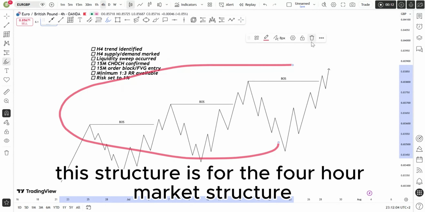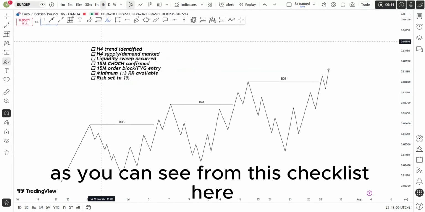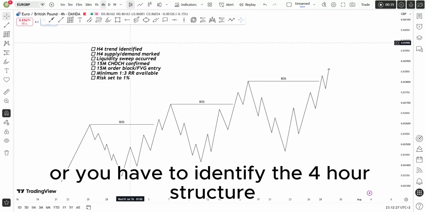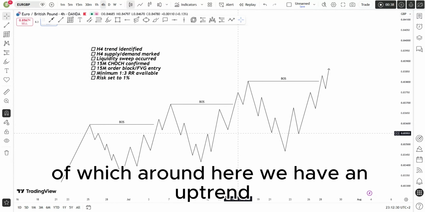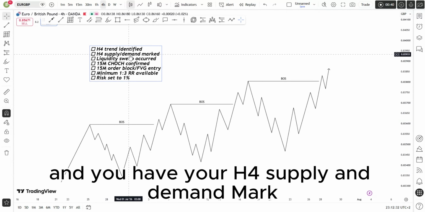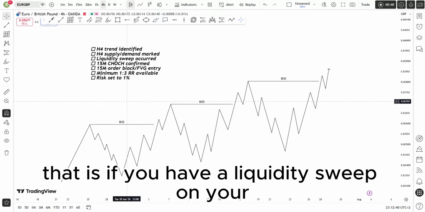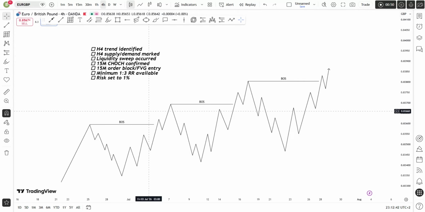This structure is for the 4-hour market structure, as you can see from this checklist here. First off, you have the H4 trend identification, or you have to identify the 4-hour structure, of which around here we have an uptrend, and you have your H4 supply and demand marked. So you have to mark your H4 supply and demand. Then you have your liquidity sweep or CAD. That is if you have a liquidity sweep on your market structure.